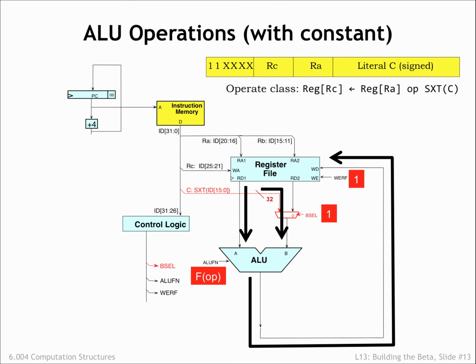Amazingly, this data path is sufficient to execute most of the instructions in the Beta ISA. We just have the memory and branch instructions left to implement. That's our next task.